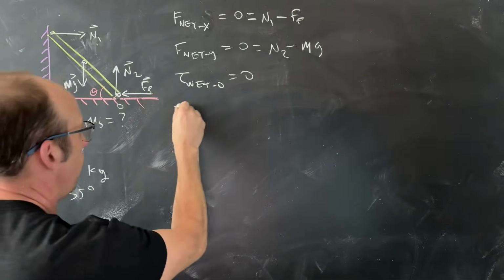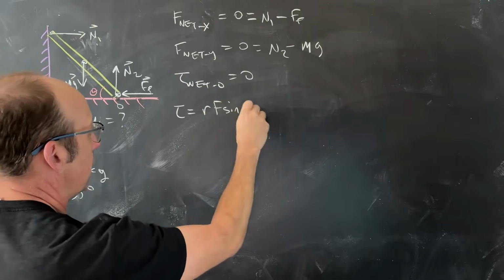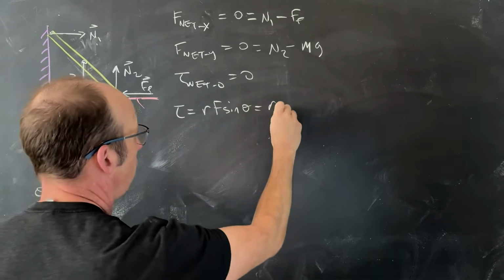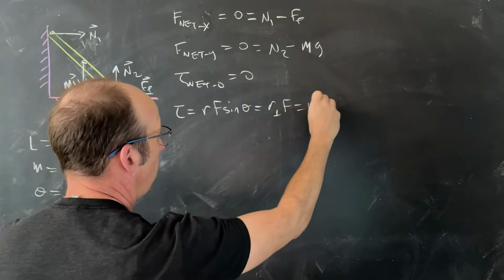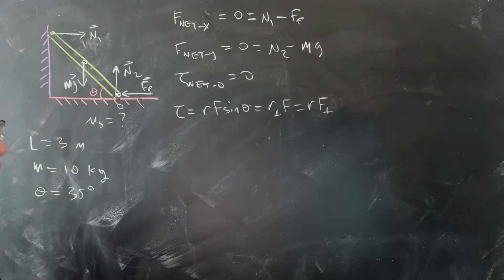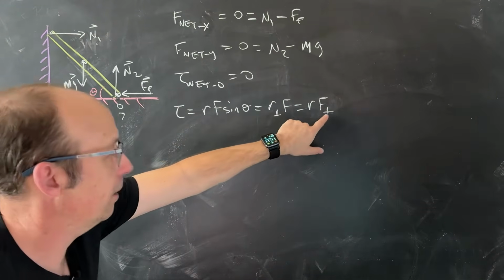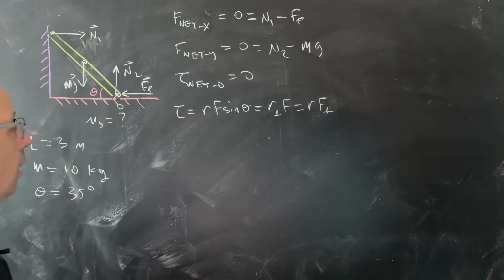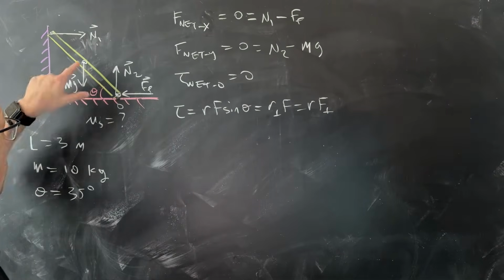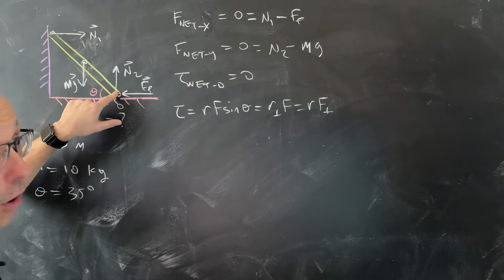Now remember, we define torque as r F sine theta, or r perpendicular F, or r F perpendicular. So this is the perpendicular distance to F, and this is the perpendicular component of r. They're all the same. So let's go ahead and calculate the torque. Due to these two forces, we have a zero torque, right? Because they have a zero r. r is zero.